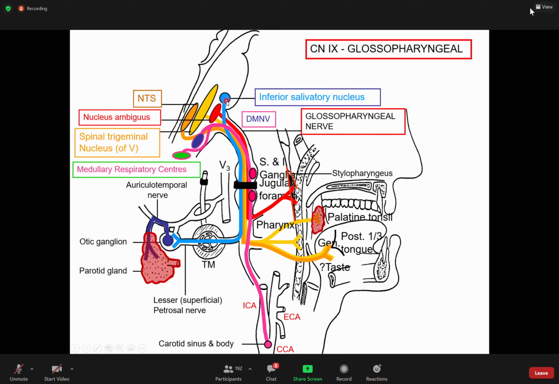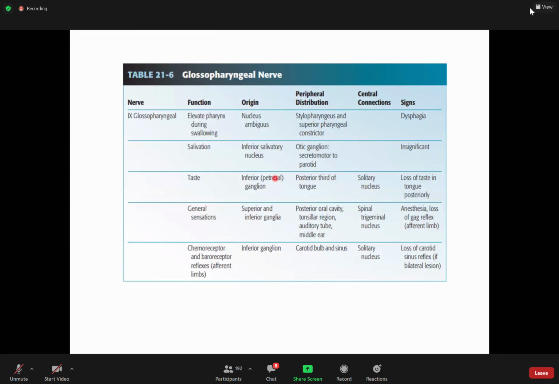So blue is parasympathetic. Yellow, which you are seeing here, is the general sensation, which is going to go to the spinal trigeminal nucleus. Then the orange, which you are seeing, is the taste sensation from the posterior one-third of the tongue. And the red, which you are seeing, is the motor supply to one muscle, which is the stylopharyngeus muscle. So glossopharyngeal is important in elevating the pharynx during swallowing. So it supplies the stylopharyngeus muscle.